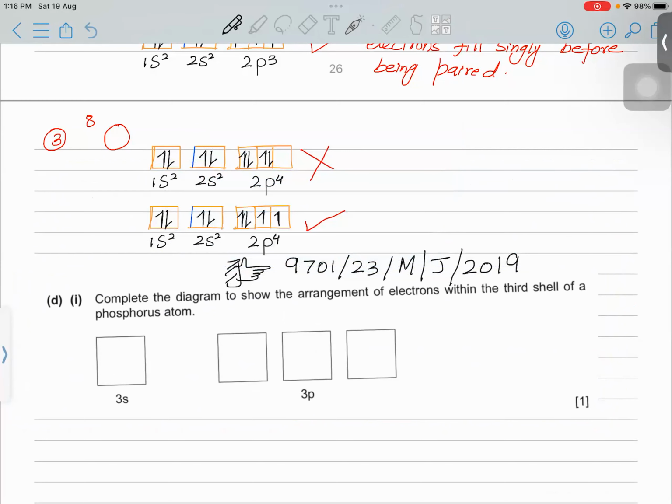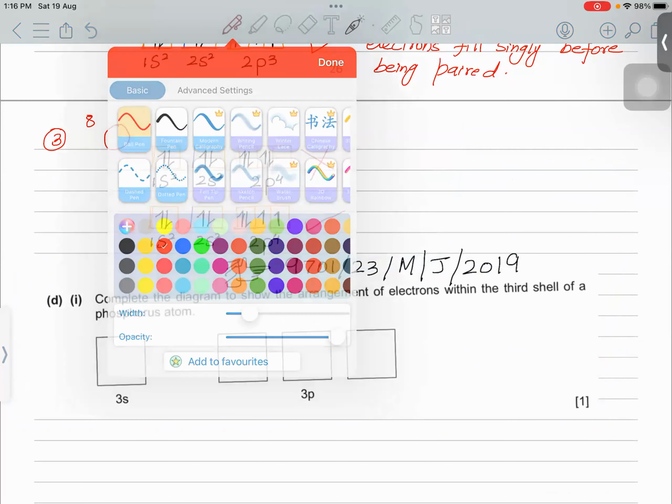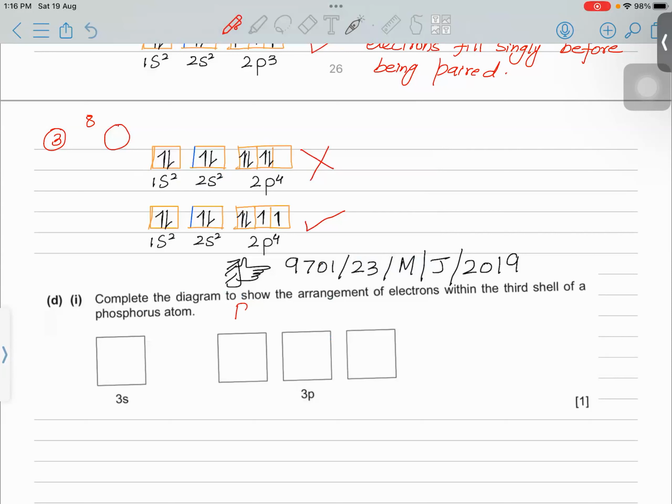This is phosphorus. So phosphorus is 15: 1s2, 2s2, 2p6, 3s2, 3p3. 1s2, 2s2, 2p6, 3s2, 3p3.